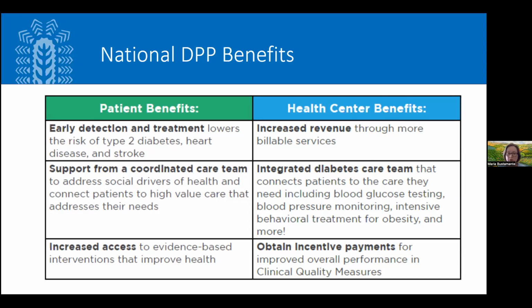So it's integrated into the diabetes care team that connects patients to the care they need, including blood glucose testing, blood pressure monitoring, and whatever other services you may have in your health center that are supplementary or complementary, such as behavioral treatment or nutrition or many others, right? Even dental. You obtain incentive payments for improved overall performances. That's where we were tying it to our quality measures, right? To the A1Cs.